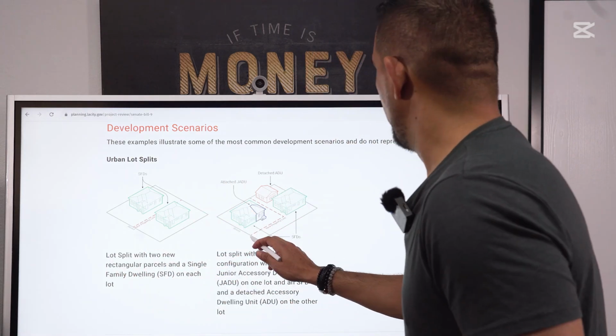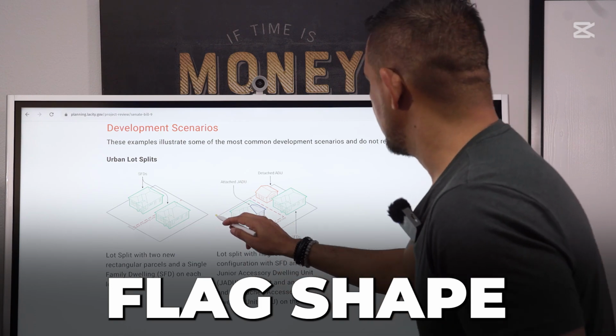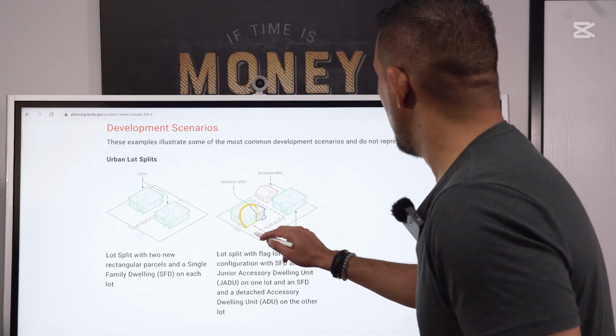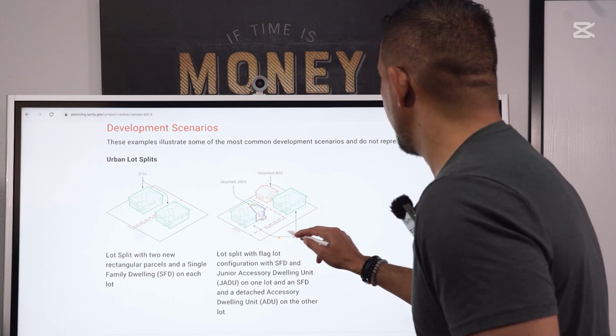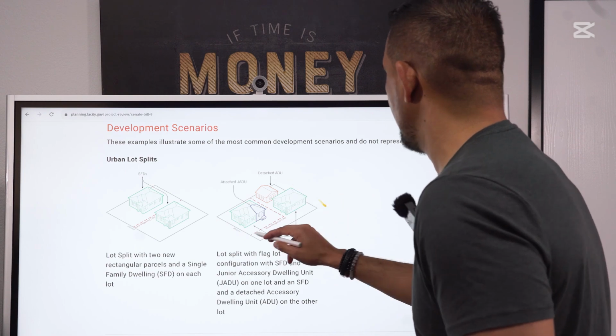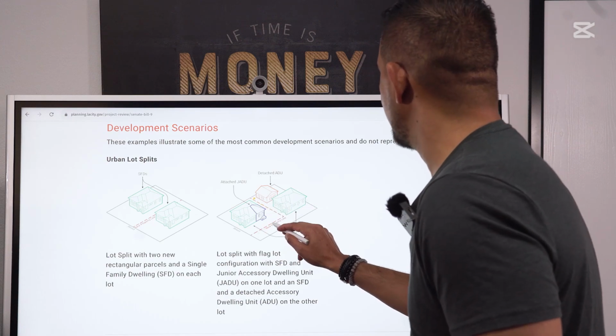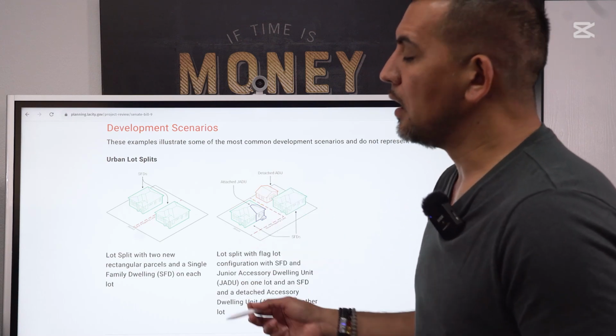Another scenario, split the lot. They call it the flag shape. Why? Because, okay, this is the main lot. So you divide this. So you have one lot here. Let's say if this is a street, you have a neighbor here, you have a neighbor here, and you have a neighbor in the back. So you have to create a driveway to the back of the property. It's a flag shape. This is kind of like the pole of the flag. That's why they call it the flag shape.